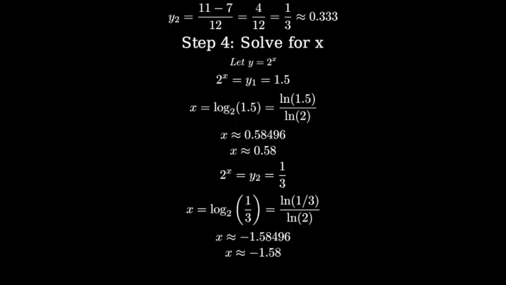So, the solutions to the equation 3 times 2 to the power of 2x plus 1 minus 11 times 2 to the power of x plus 3 equals 0, correct to 2 decimal places, are x approximately 0.58, and x approximately negative 1.58.